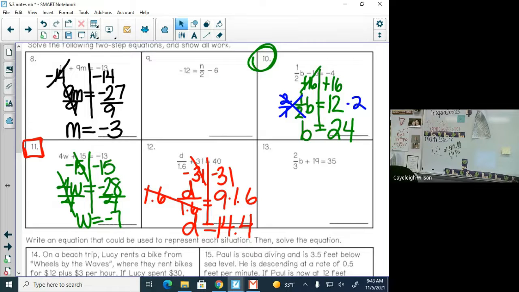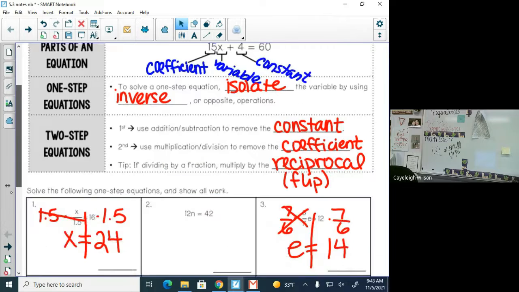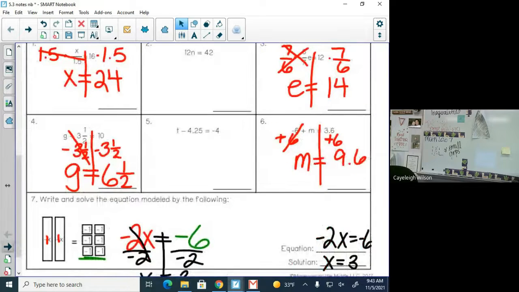Bingo. Up here, 9 times m, what's m? -3, so what's 9 times -3? -27 plus 14. Bingo. They even work with one-step equations. You can check them, like right here. 9.6, so -6 plus 9.6, that is 3.6. 14 divided by 7 is 2, 6 times 2 is 12, bingo. And you can use your calculator to check those. You don't have to do them in your head.